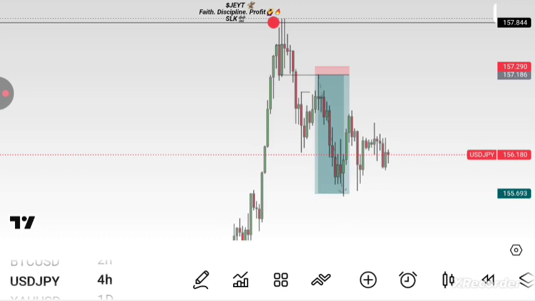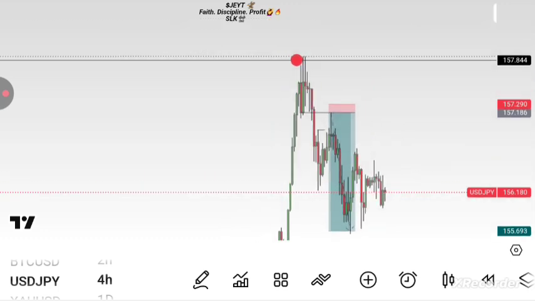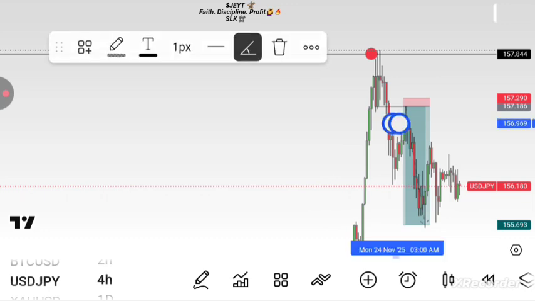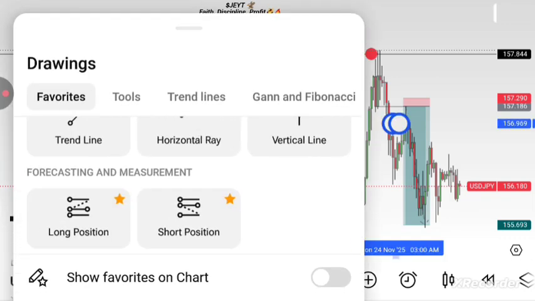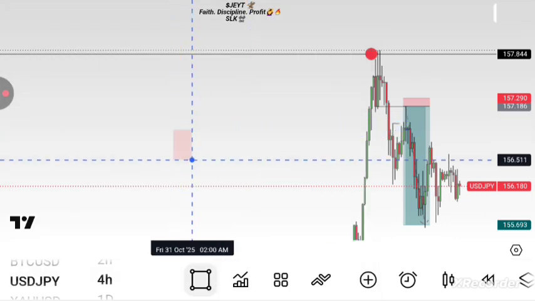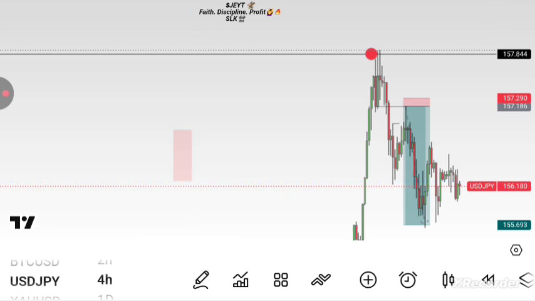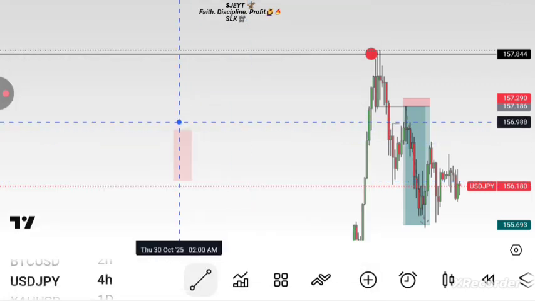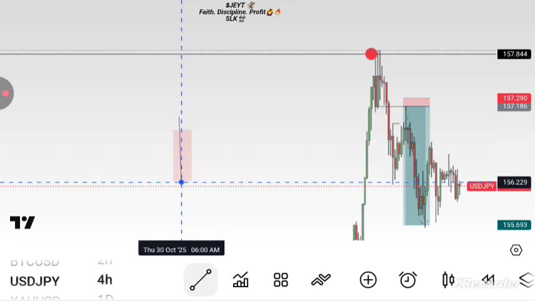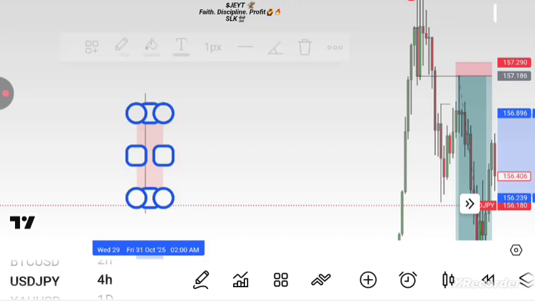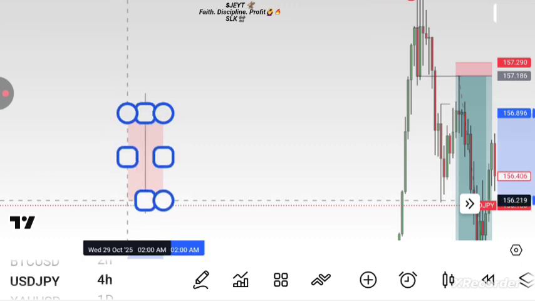What's the confirmation entry that I use? This is how to use the confirmation entry. The confirmation entry that I used was that I want to see price form a single candle, something more like this. A candle that has a high. I know every candle has highs and lows, right? So I want to see price form a single candle like this.